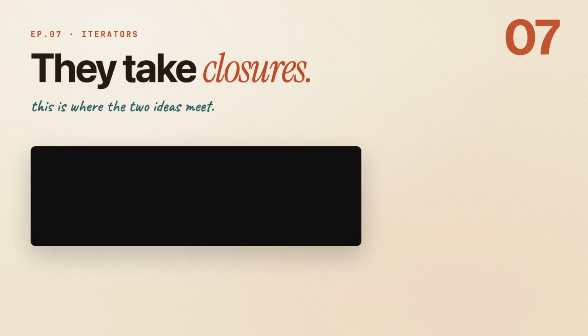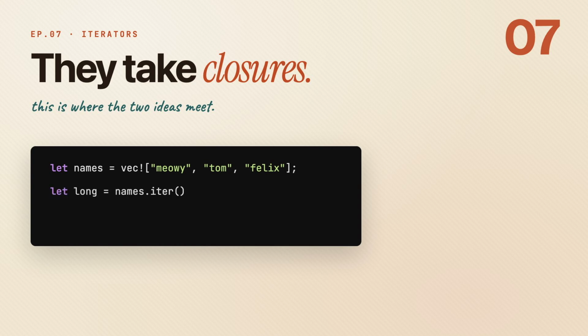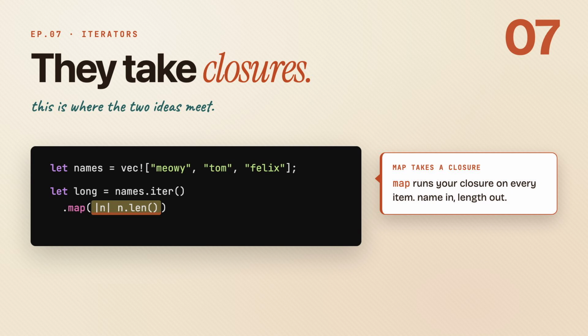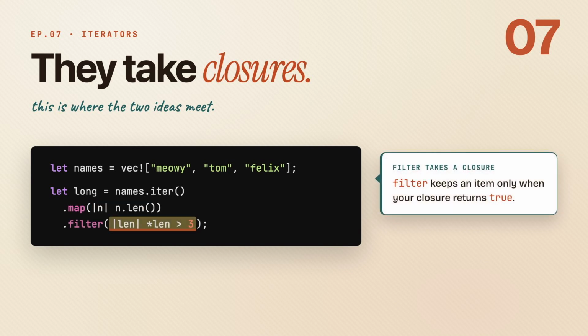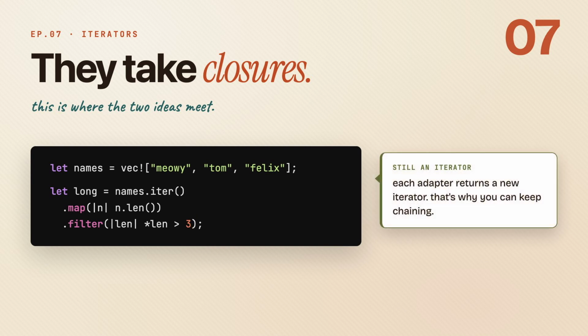Over here is where both halves of this episode meet. Adapters are iterator methods that take a closure. Map runs your closure on every item. A name goes in and its length comes out. Filter keeps an item only when your closure says true, so we keep the longer names. And the trick is that each adapter returns another iterator, and that is why you can keep chaining them one after another.